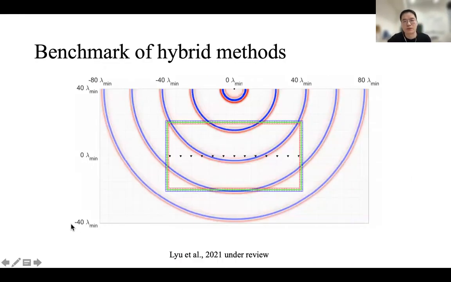And here is a benchmark of the different hybrid methods. And this is the whole setting. I overlapped 1, 2, 3, 4, 5 different time steps together to try to save the number of pictures. And for the global simulation, we can record the force and record the hybrid input on the boundary, and different elements and different colors show the different ways of the simulation. And we also put some receivers inside the box to benchmark the waveform calculated from the different ways.